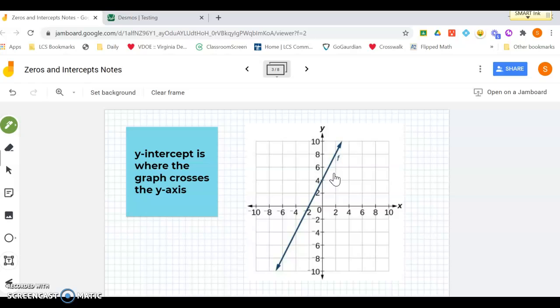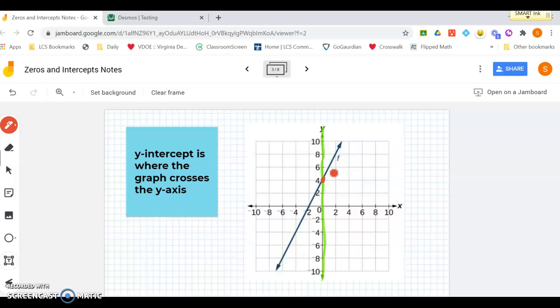For the y-intercept, we're looking at where the graph crosses the y-axis. And so our y-axis is our vertical axis, the one going up and down. And again, just like the x-intercept, we're going to follow our graph from left to right, just like we're reading a book, and we're looking for where does it cross the vertical axis, the y-axis. And I see it crosses through this point right here at 4.